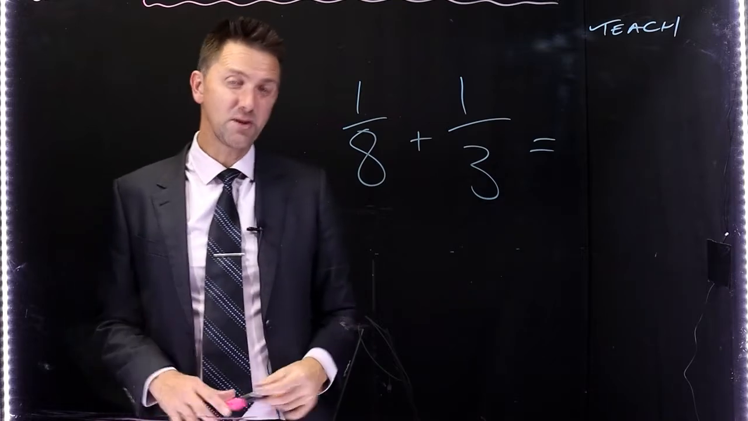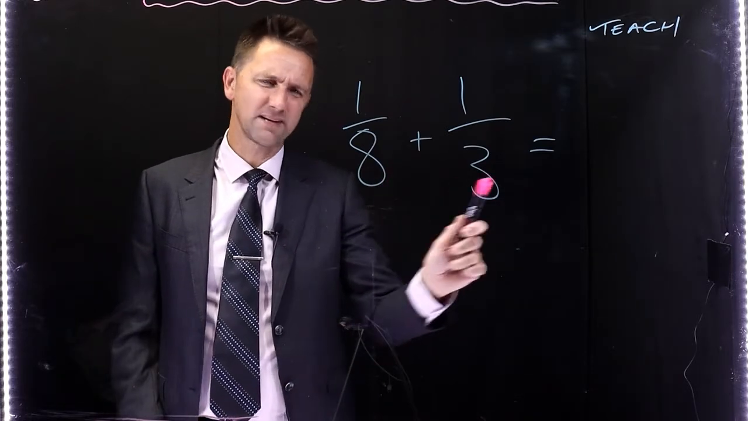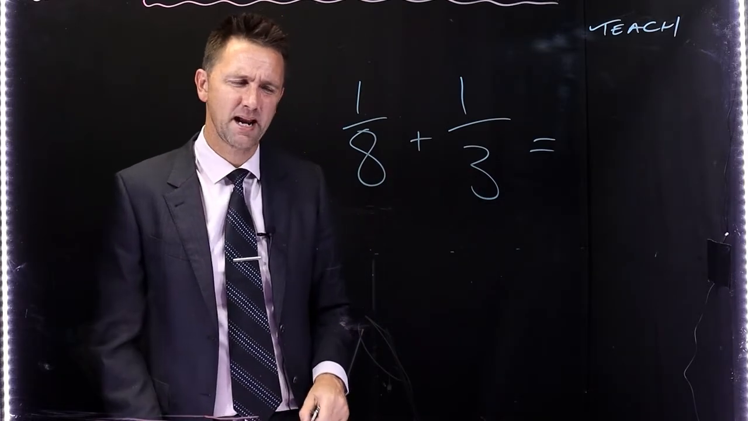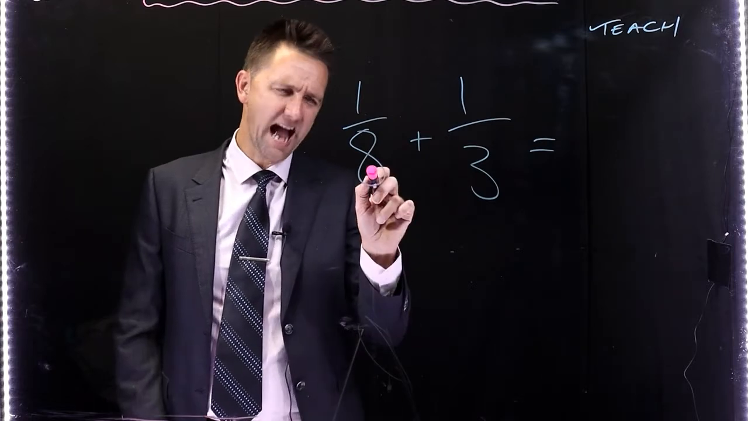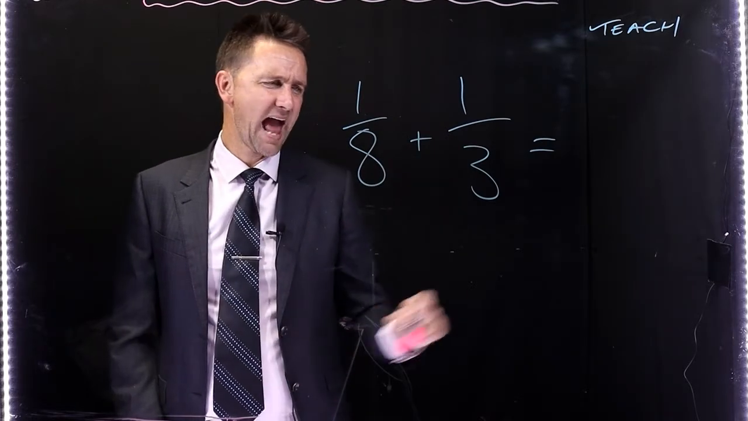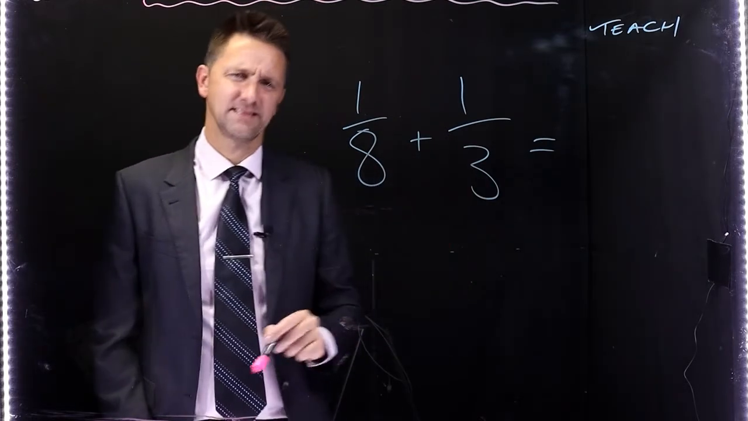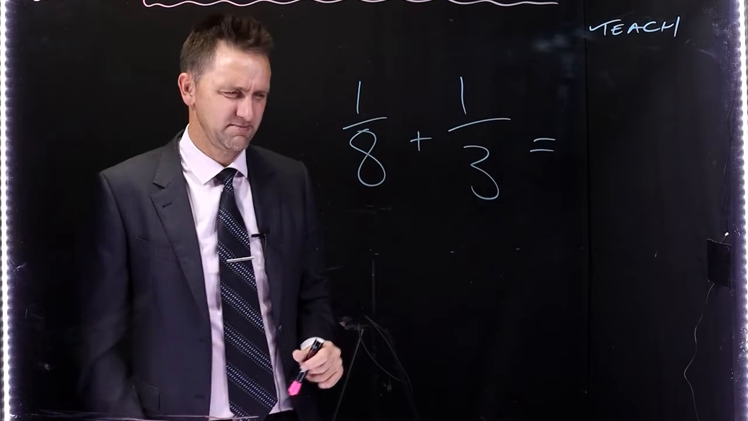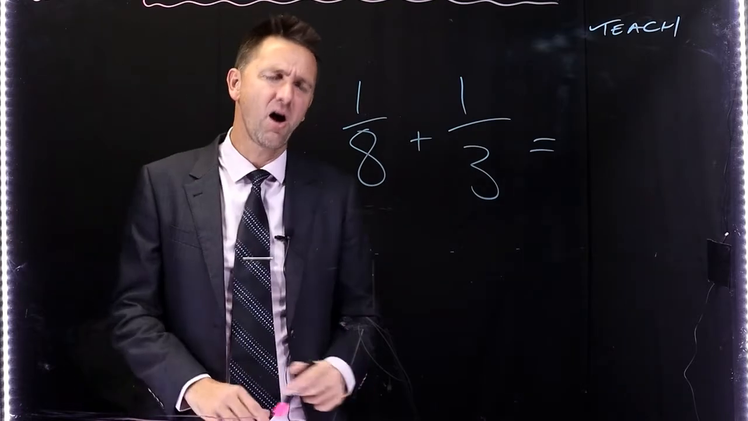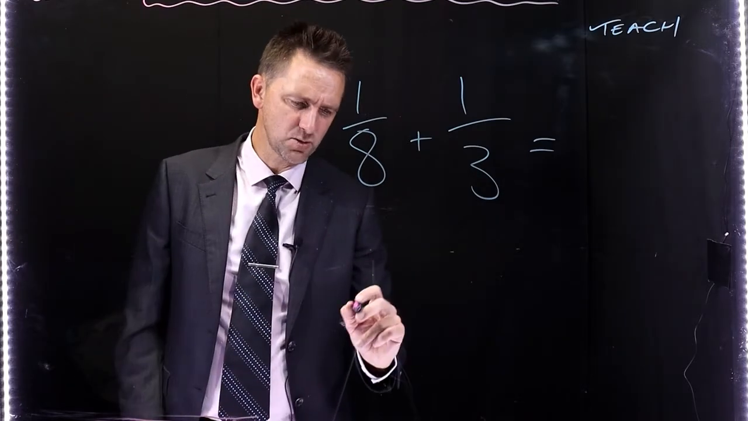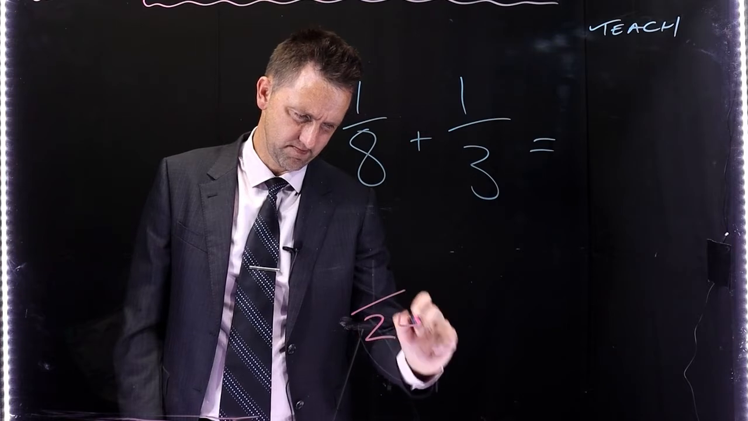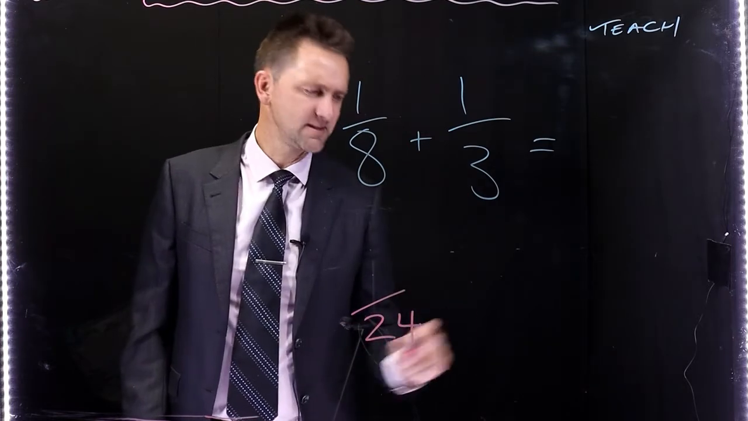So guys, to make these into equivalent fractions that have the same denominator, we've got to find a number that 8 goes into and a number that 3 goes into. Usually the lowest one is simplest. So I'm going to tell you right now, I know that 8 goes into 24. And I know that 3 goes into 24.